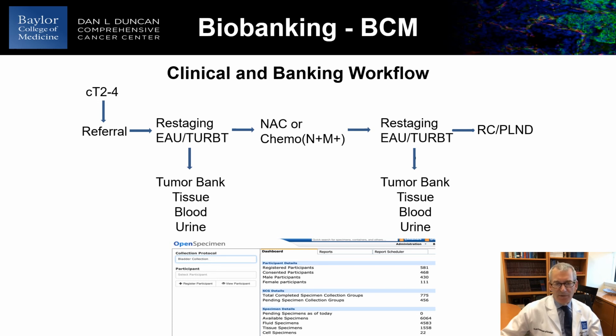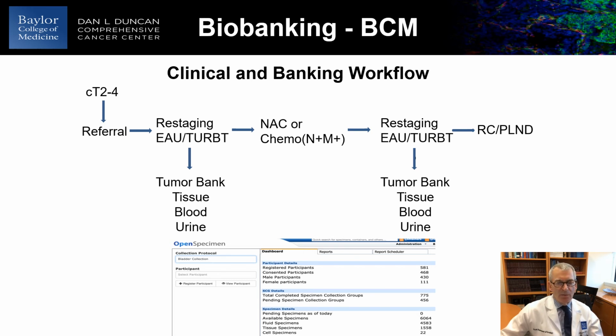We get tumor for the tumor bank and blood and urine for liquid biopsy samples, and then they'll get neoadjuvant chemotherapy, or if they have locally advanced disease, chemotherapy for metastatic disease, and then we will restage them. Take them back to the operating room, repeat all of this. We'll oftentimes get additional samples for biobanking, and then they'll go on to get a radical cystectomy and a lymph node dissection.